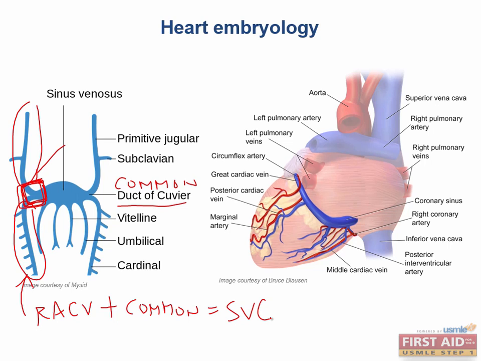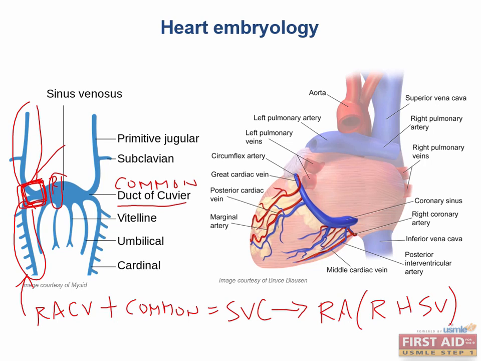And this makes a lot of sense to us, right? Because the superior vena cava drains into the right side of the heart. The right horn of the sinus venosus becomes incorporated into the right atrium. Superior vena cava drains into the right atrium, and part of that right atrium is a remnant of the right horn of the sinus venosus.